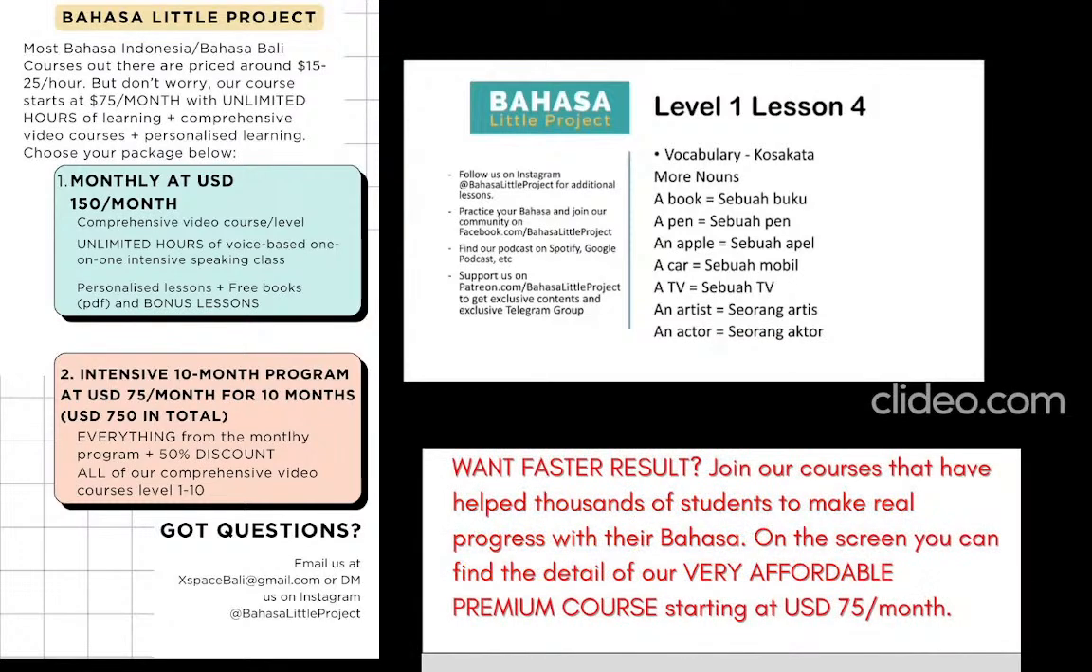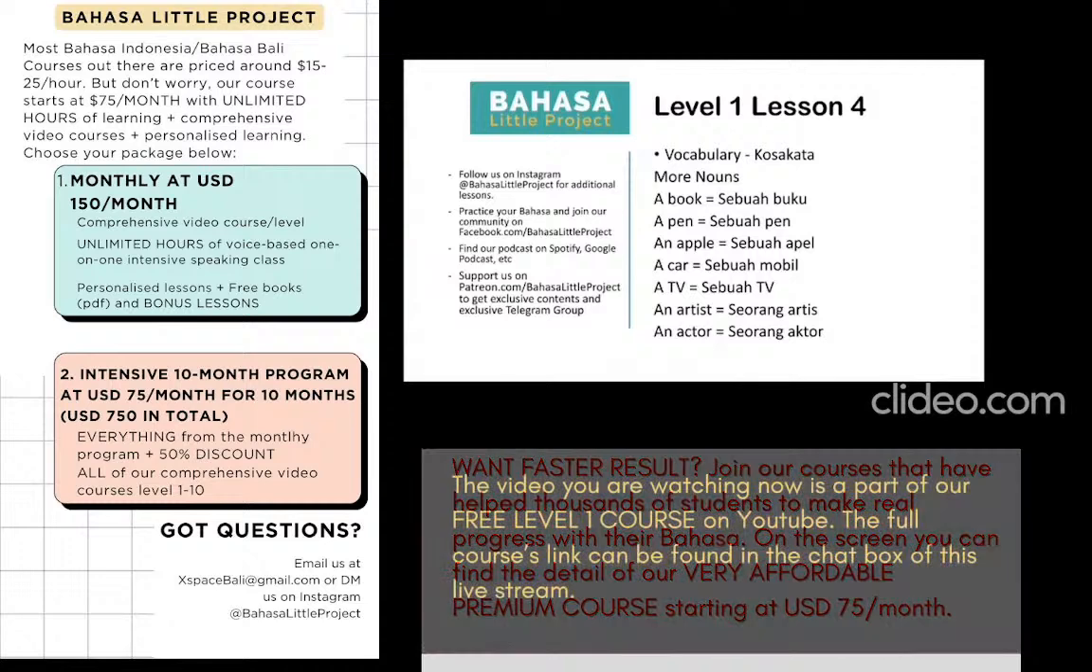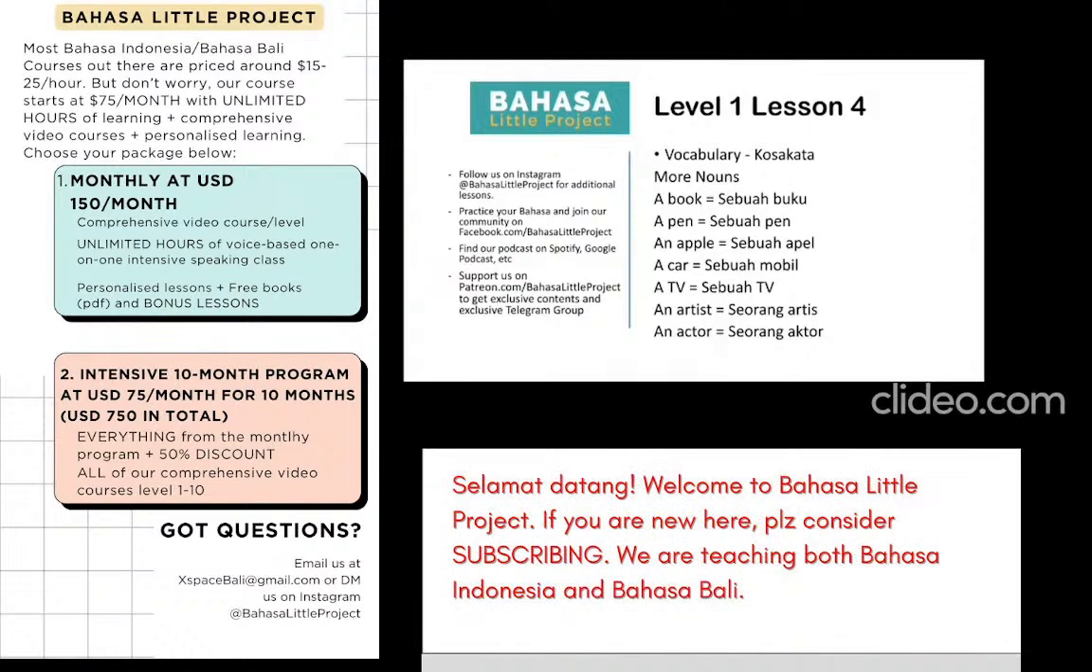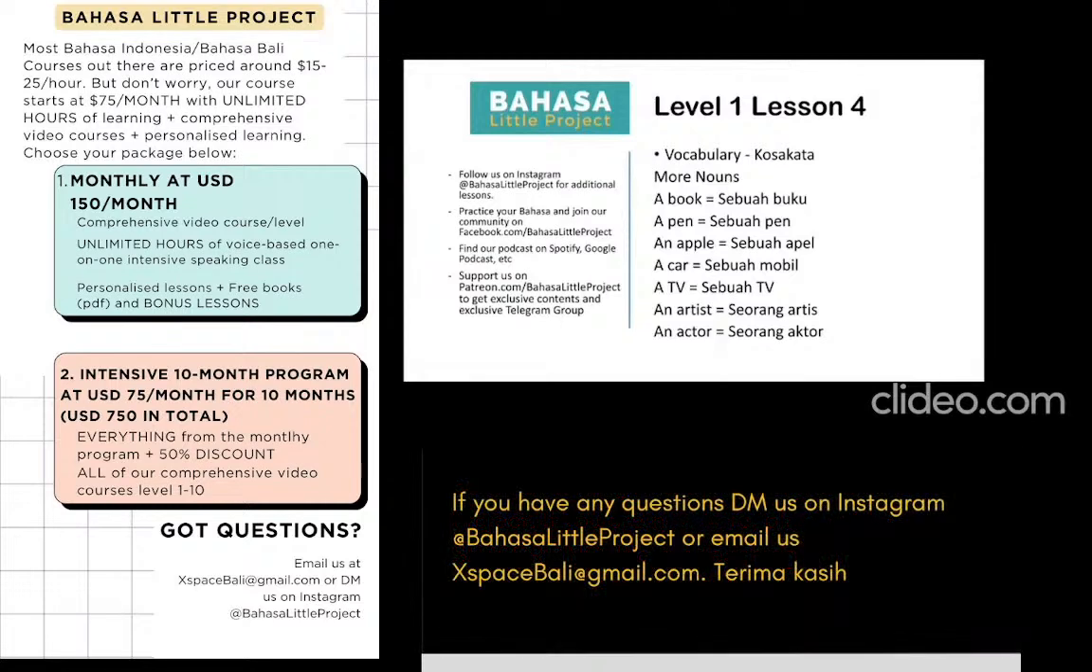Besides learning more nouns, we will also learn how to say a or an in Bahasa. It is quite simple because there is no differentiation between a or an in Bahasa. So basically, if you want to say a or an, you can just say sebuah. Okay, how do you say it again? Sebuah. Okay, so a book is sebuah buku. So obviously, book is buku. It sounds quite similar, right? So again, a book is sebuah buku.